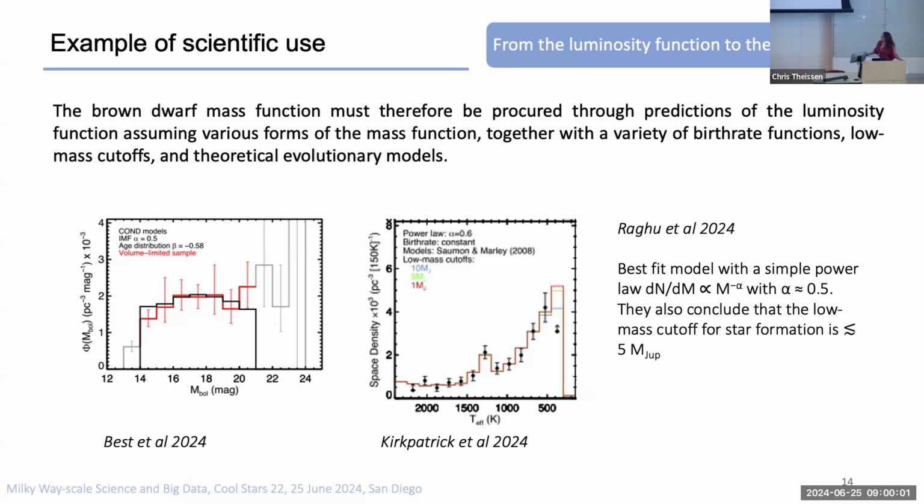And this was done in these two studies, where the model simulations are overplotted on the observations, and a grid of simulations, assuming different parameters, is used to find the best fit model. And I give here, for instance, one result from Rago et al., who were able to find the slope of the initial mass function, and they also conclude that the low mass cutoff for star and brown dwarf formation is lower than 5 Jupiter masses.